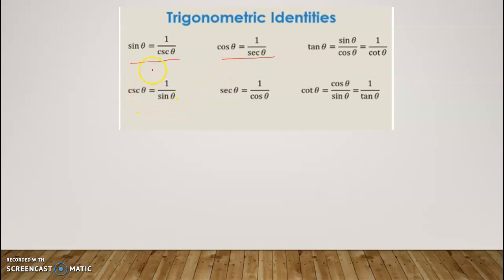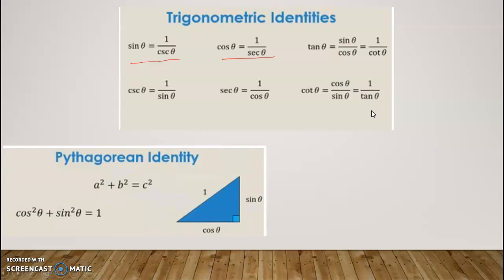All right? So if you remember these three right here, then you just flip them, and the inverse is true over here. So cosecant equals 1 over sine. Okay? Secant equals 1 over cosine. Cotangent, instead of sine over cosine, it's cosine over sine. And it's 1 over tangent. Okay? All right, then we're going back to the Pythagorean identity.